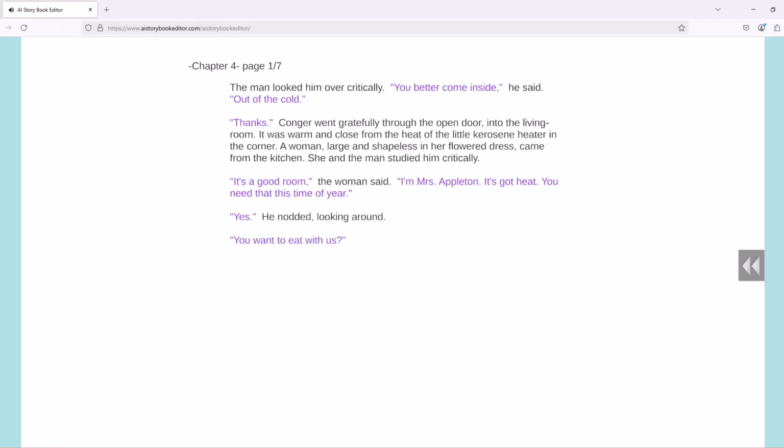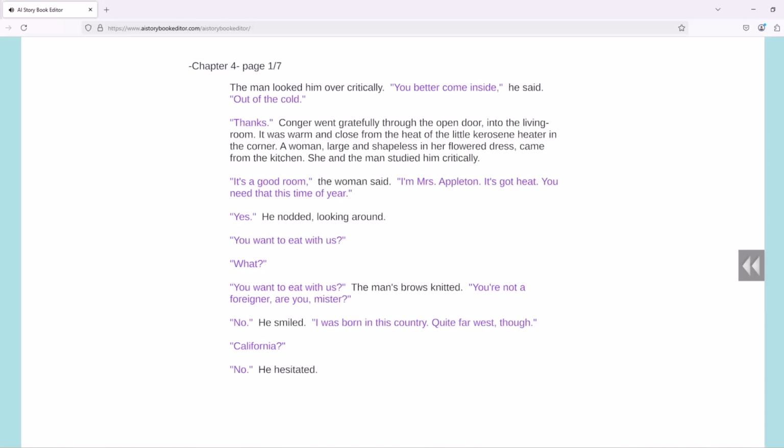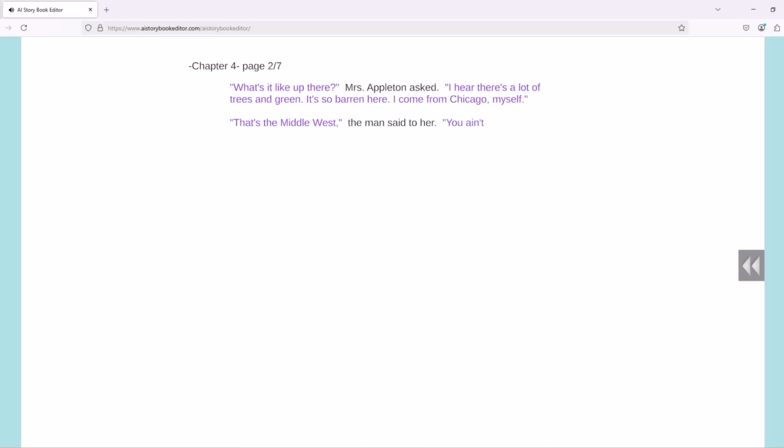"You want to eat with us?" "What?" "You want to eat with us?" The man's brows knitted. "You're not a foreigner, are you, mister?" "No." He smiled. "I was born in this country. Quite far west, though." "California?" "No." He hesitated. "In Oregon." "What's it like up there?" Mrs. Appleton asked. "I hear there's a lot of trees and green. It's so barren here. I come from Chicago myself." "That's the Middle West," the man said to her. "You ain't no foreigner." "Oregon isn't foreign, either," Conger said. "It's part of the United States."